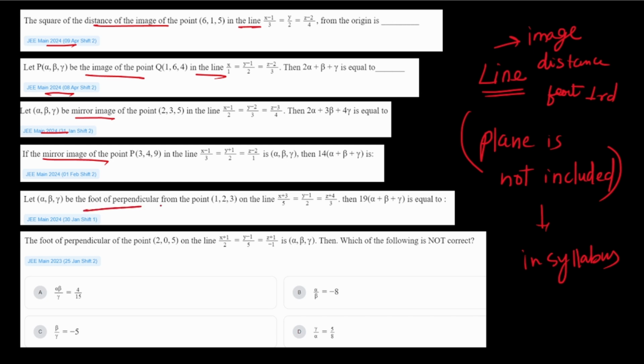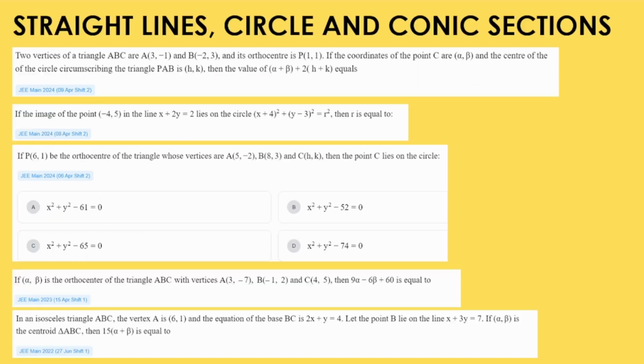Again, foot of the perpendicular, 2024 only they have asked. Here, foot of the perpendicular, in the year 2023 they have asked. Moving on to the next chapter, that is straight lines, circles, and conic sections. This is the concept related to circumscribing the triangle. They've asked this question on the circumference topic. And this is the image that lies on a circle, in a line that lies on a circle, and you need to find the radius. It was asked in 2024, again in the April shift itself.